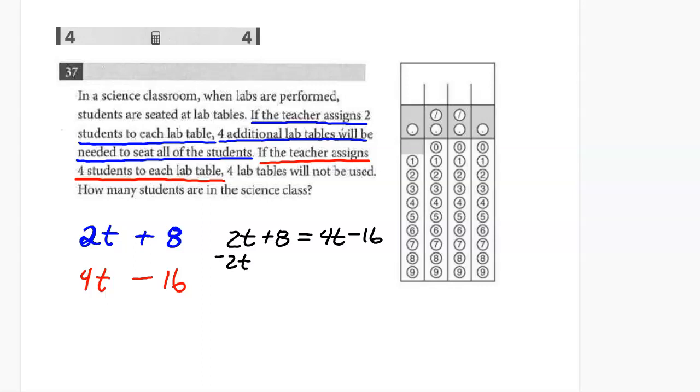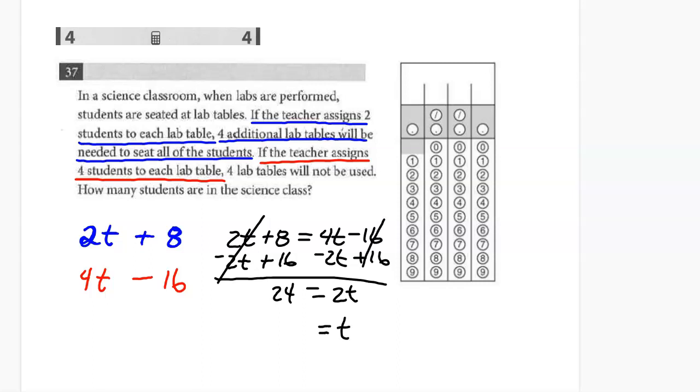Subtract the 2t from both sides. And then let's go ahead and add the 16 to both sides. Let's do it all at once. So the t's wipe out. I get 24. I get 2t. Those wipe out. Divide by 2, divide by 2. Now, 12 is not the answer, though, because that means that there were 12 tables.